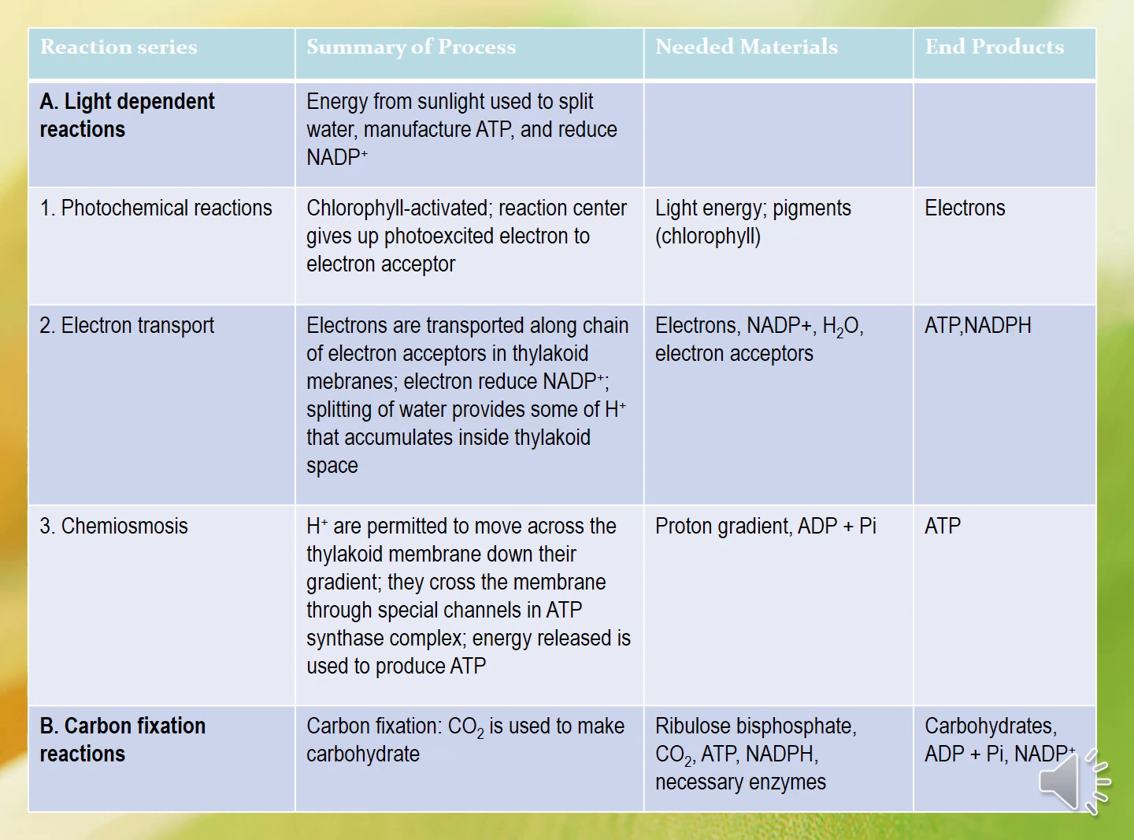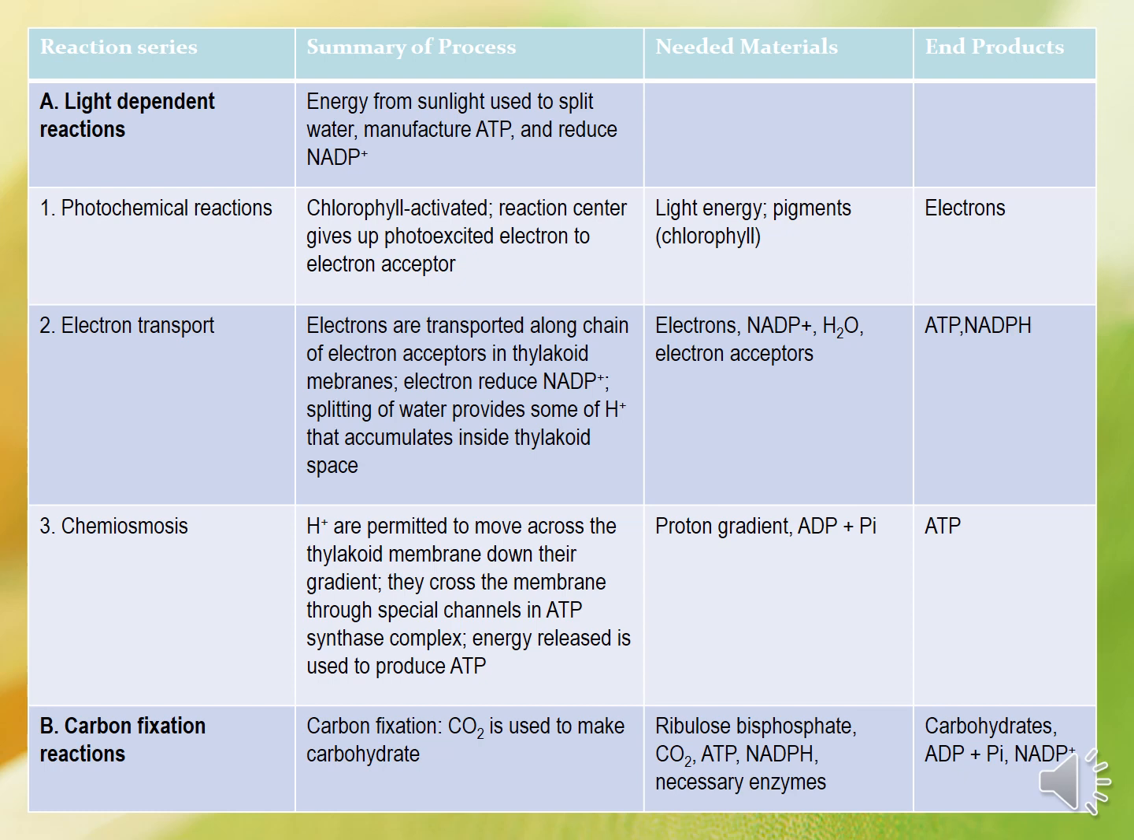For example, the light dependent reaction means the light reaction. So of course the energy they get is from the sunlight. Remember, for the light reaction, they use the sunlight to split the water. So they are able to get the oxygen, and they manufacture the ATP and reduce NADP plus to NADPH, because they produce ATP and NADPH.